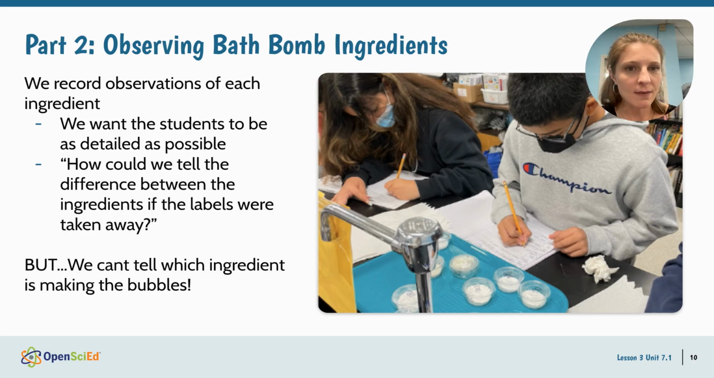That kind of gears them to give more detailed observations because now they're worried about this pretend quiz that's coming, but it really does help them to write detailed observations that will help them tell the ingredients apart from each other. At the end of this part, though, the kids are like, wait a minute. We only looked at the ingredients. We still can't tell which ingredient is actually making the bubble.